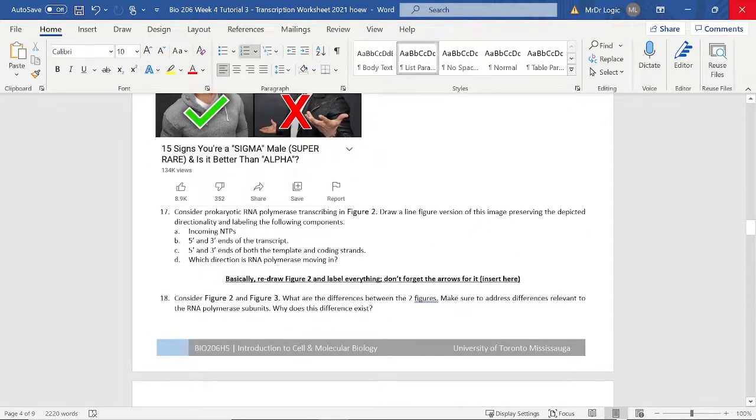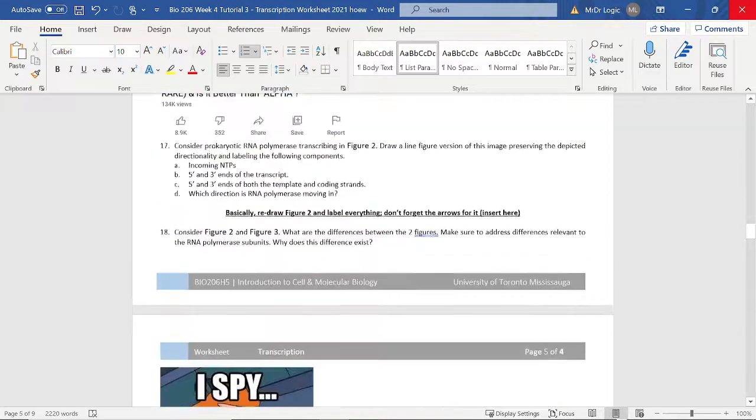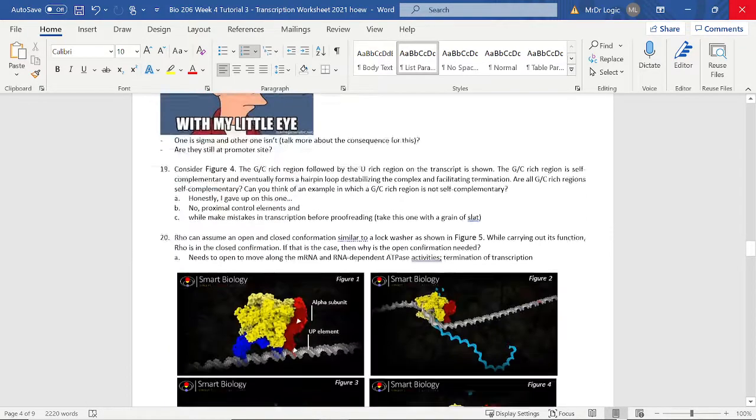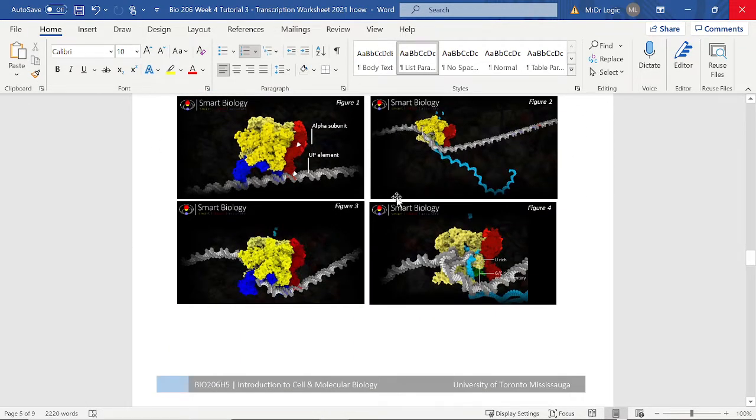Okay, so basically, just redraw figure 2 and label everything. Redraw, give the arrows, just draw everything. Okay, question 18 was about figure 2 and figure 3. All right, these two.